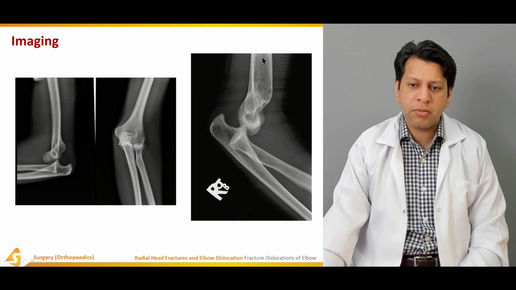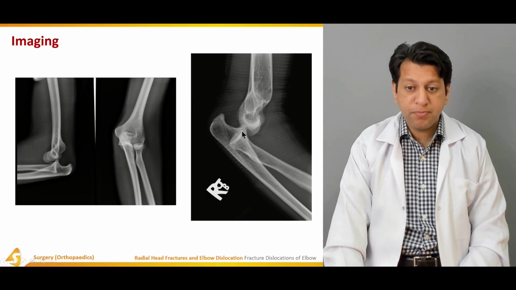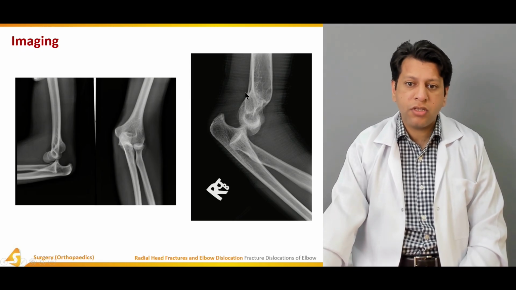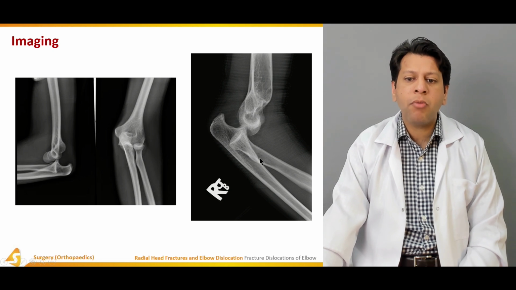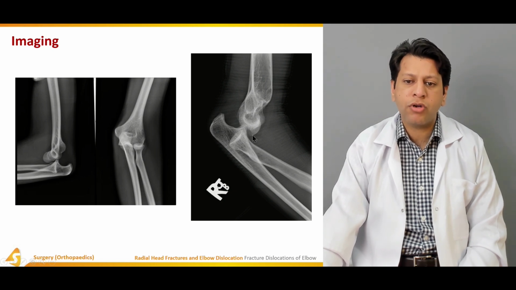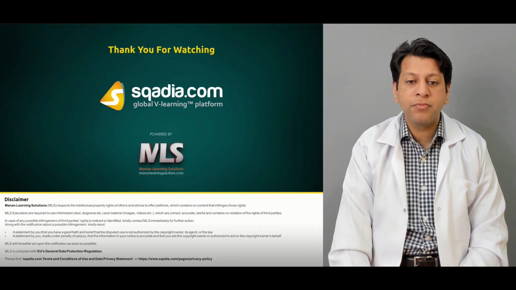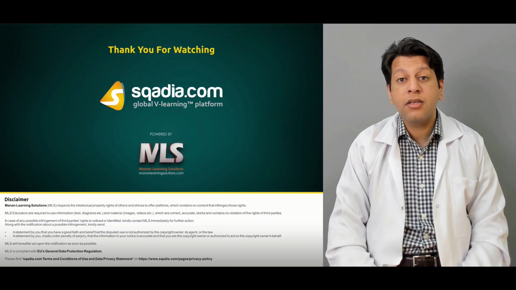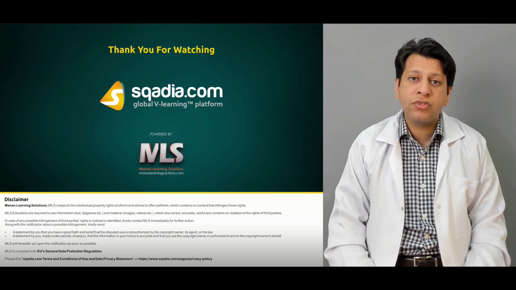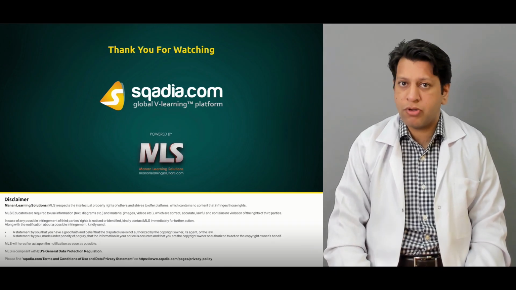This is how it sometimes looks on the lateral view as well. Now you see there's no posterior fat pad sign. This is a simple dislocation with no radial head or coronoid involvement, only posterolateral dislocation of the elbow. In this section, we have briefly gone through the pathophysiology and pathoanatomy of elbow dislocation.